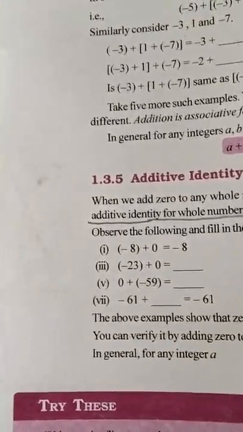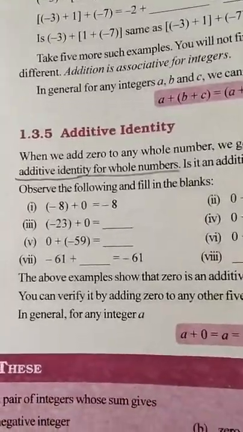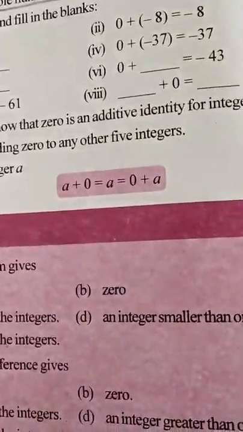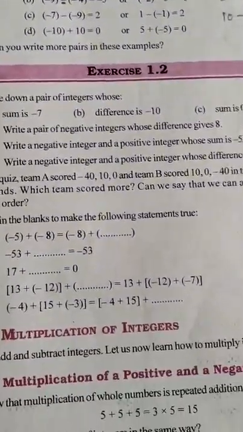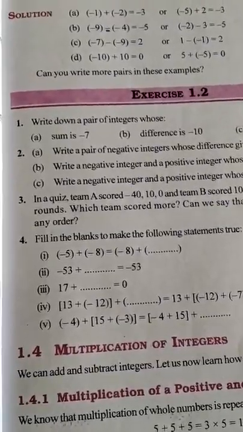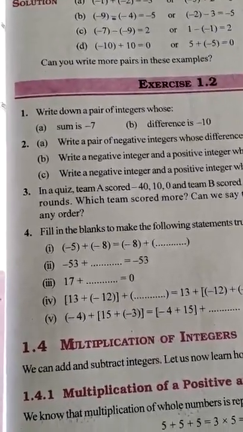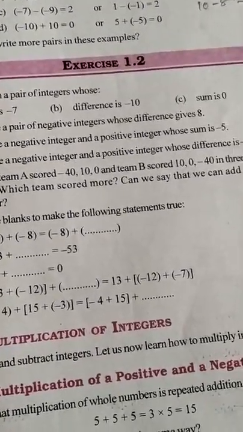So 0 is our additive identity. So a plus 0 is equal to a, which is equal to 0 plus a. Exercise number 1.2: write down a pair of integers whose sum is 7, difference is 7, and sum is 0.